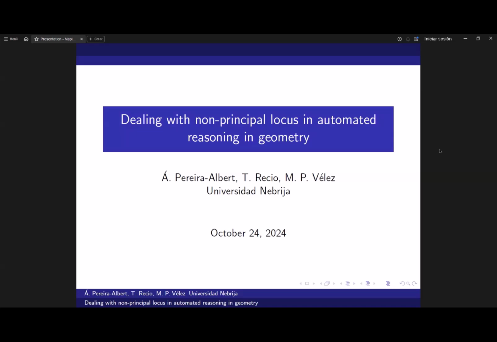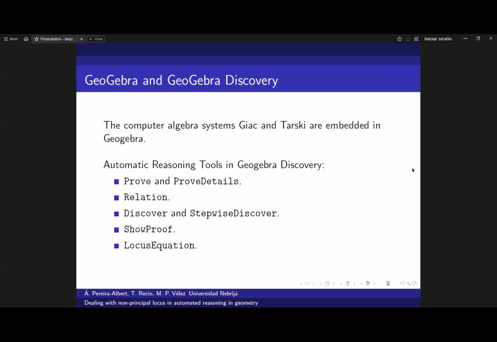In this work, we work with GeoGebra, which is dynamic geometry system software, and it has both Giac and Tarski as embedded computer algebra systems. These computer algebra systems allow us to develop several automatic reasoning tools, both in GeoGebra and in a fork version of GeoGebra called GeoGebra Discovery.